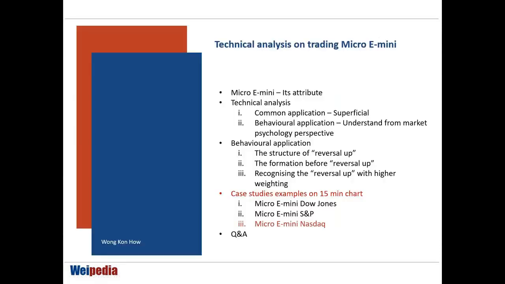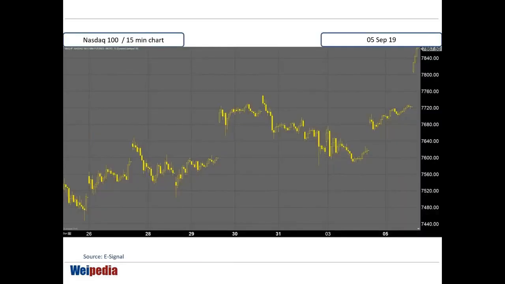Now the last one will be micro E-mini Nasdaq. Okay, it's the same period. You could see almost identical opportunity there, 4 of them. Okay, these are the 4. So once again for Nasdaq, with a holding period of 2 days to 5 days, my first objective, I hope to achieve about 40 points return from my purchase price or my selling price. So you could see very clearly.